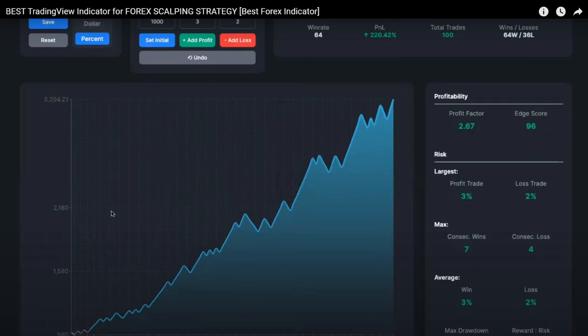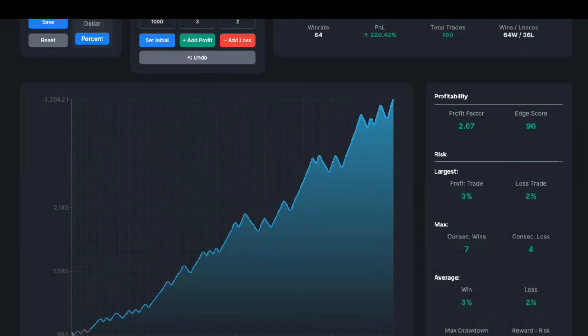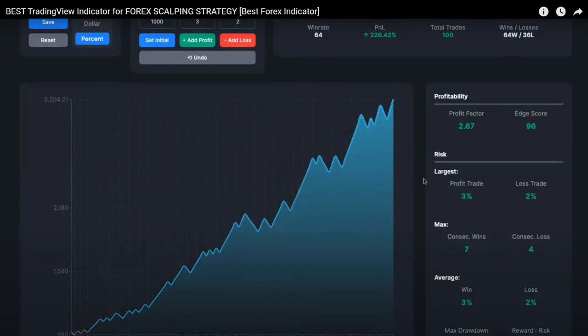The account with $1,000 for the back test had a few losses in the beginning, and it consistently grew. So overall, over the 100 trades, the account grew 220%. So that is extremely impressive.